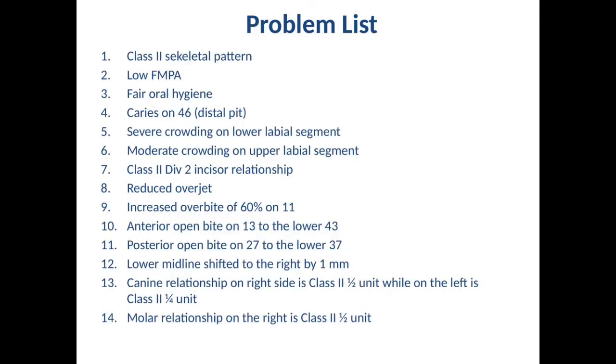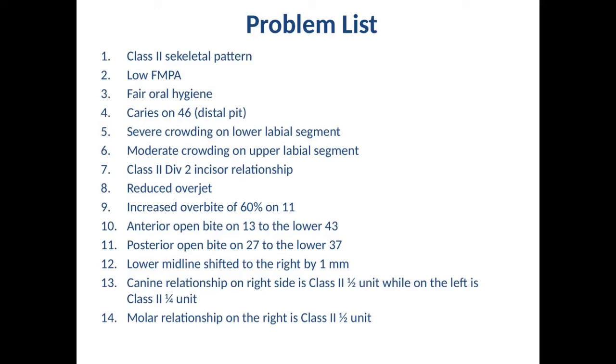The problem list would be class 2 skeletal pattern, low FMPA, fair oral hygiene, caries on 4/6 distal, severe crowding on lower labial segment, moderate crowding on upper labial segment, class 2 div 2 incisor relationship, reduced overjet, increased overbite of 60% on 1/1, anterior open bite on 1/3 to the lower 4/3, posterior open bite on 2/7 to the lower 3/7, lower midline shift to the right by 1 mm.